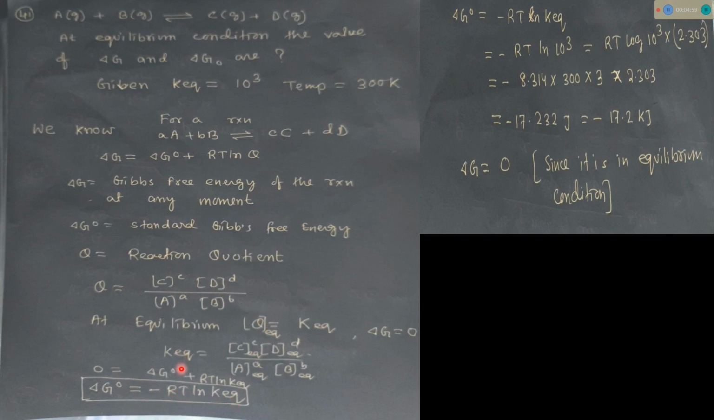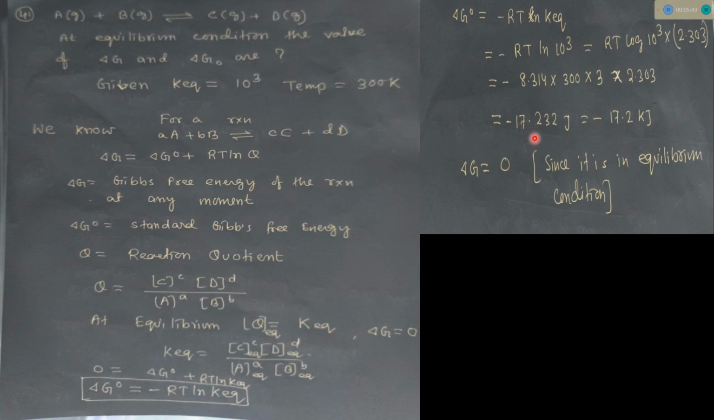If we put this value, del G 0 equal to minus RT ln K equilibrium, into the equation, we get del G equal to minus RT ln K equilibrium plus RT ln Q. This is how you can write the change in Gibbs free energy for any reaction. Now del G 0 is equal to minus RT ln K equilibrium, and K equilibrium was given as 10 to the power 3. Since ln was given, we convert it into log base 10 by multiplying by 2.303.